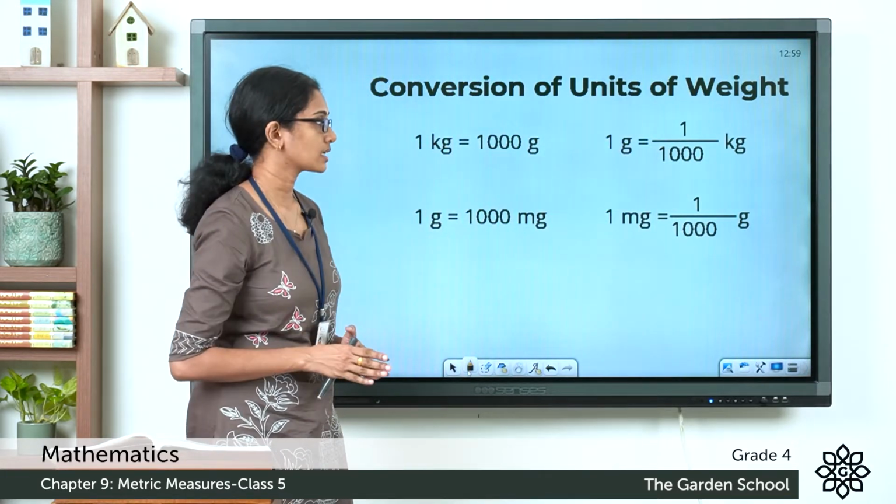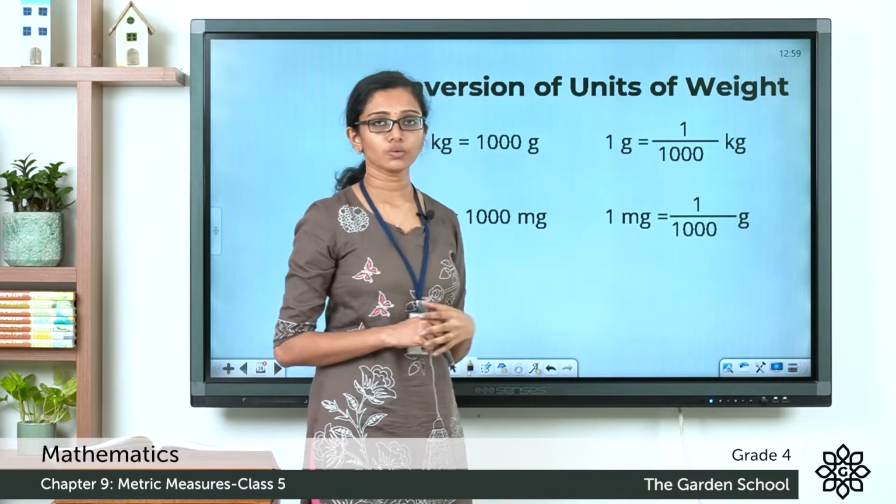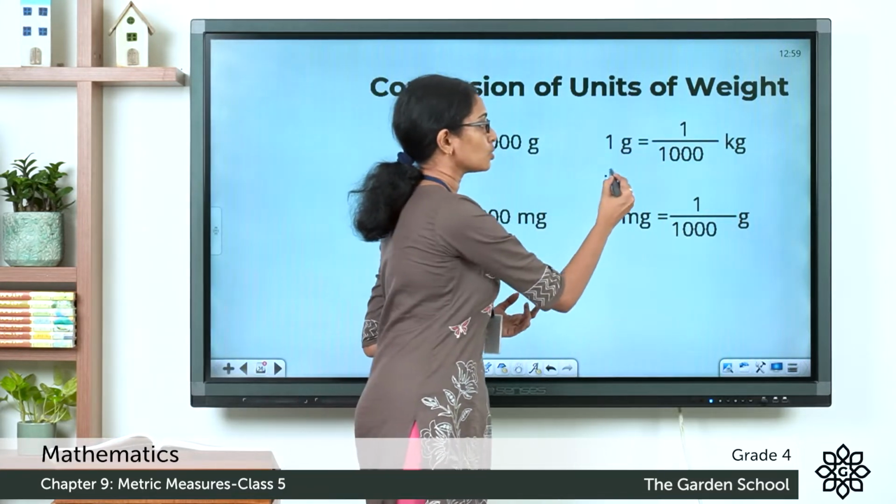Now, let me ask you a question. If 1 gram equal to 1 by 1000 kilogram, what would be 2 grams?